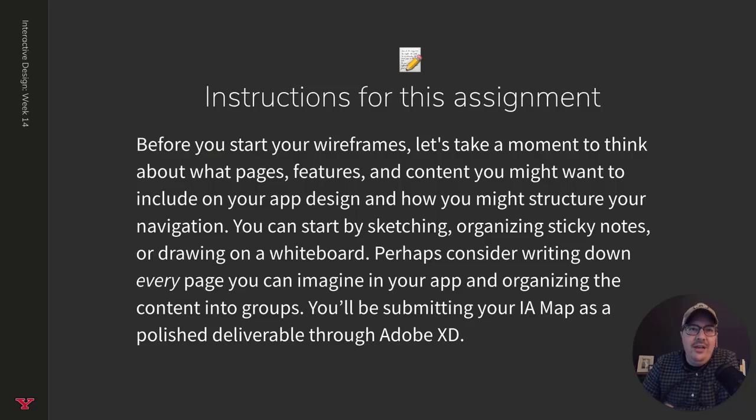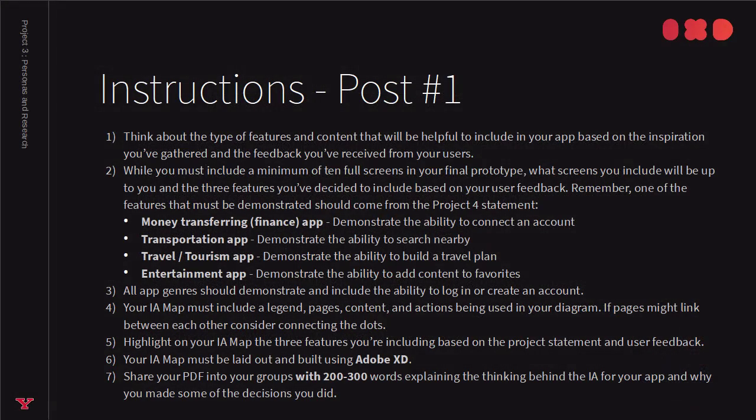If you're having a moment where you can't think about how you're going to lay this out, I always typically start with jotting everything down on sticky notes or just writing down in a Word doc every page that I can imagine as being a part of this app, and then organizing it in Adobe XD or whatever IA mapping software that I'm using. For this assignment though, like we did for project number 2, you're going to be submitting your IA map as a polished deliverable coming out of Adobe XD. So let's go over the instructions.